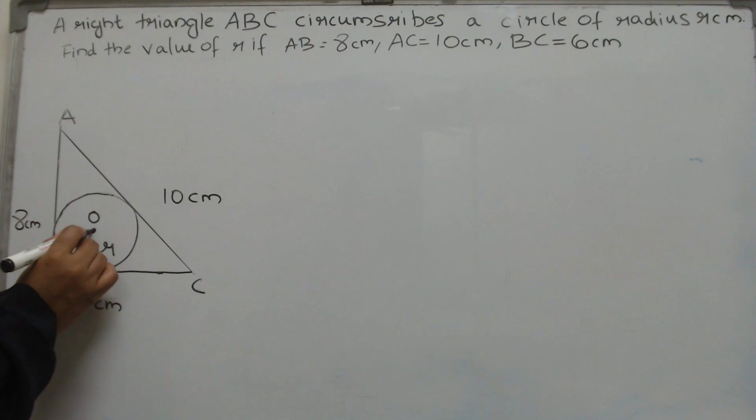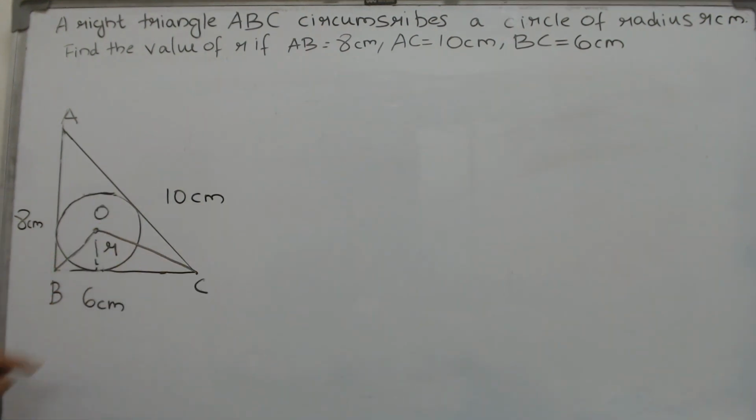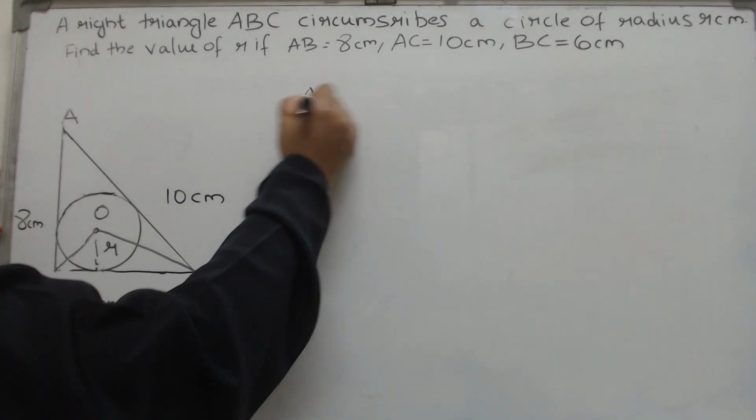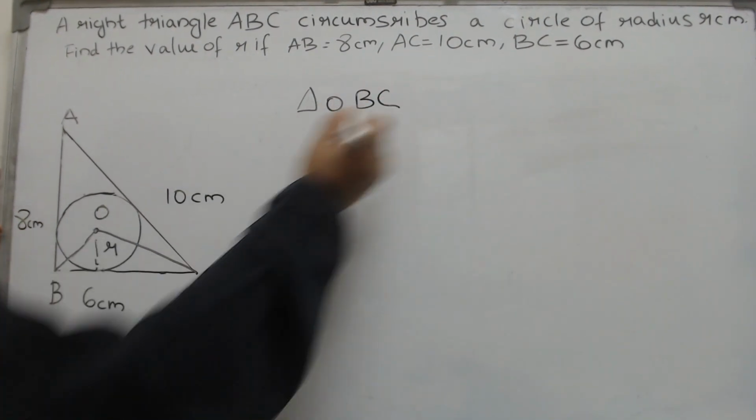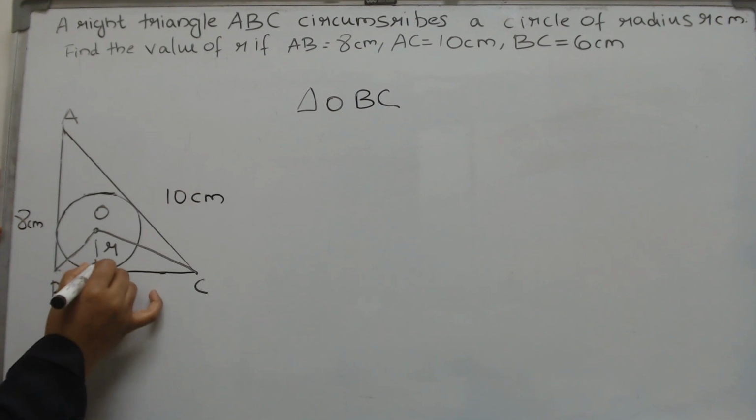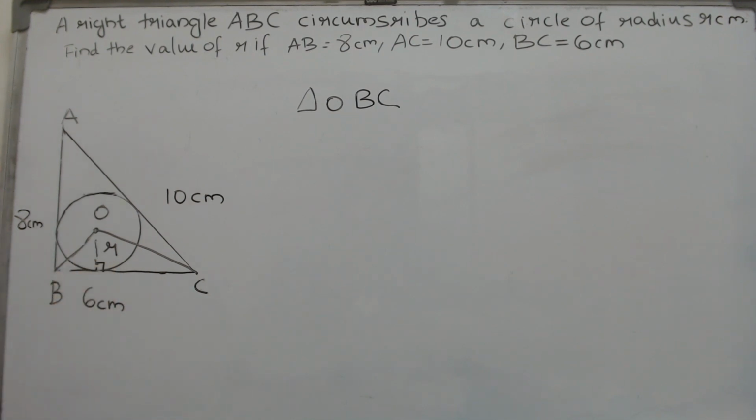If we join OB and OC, you get the triangle OBC. And what do you notice? This angle here is 90 degrees. Why is that? At the point of contact, the radius and the tangent are perpendicular to one another.